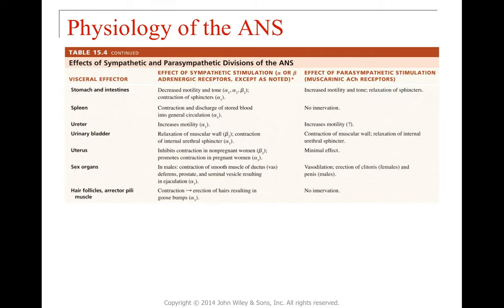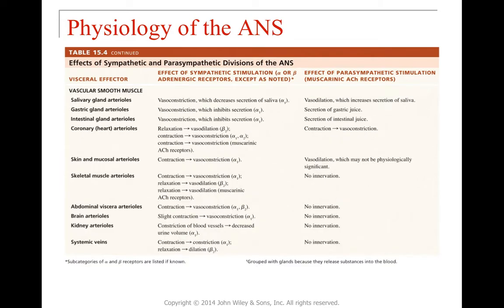In the males, the sex organs are controlled by sympathetic stimulation, so contraction of the smooth muscle and also the ductus, the prostate, etc. That's all going to result in ejaculation. So this can all happen during sympathetic stimulation. And during parasympathetic stimulation, we can have vasodilation, which can lead to clitoral erection, etc. But it's not necessarily going to be the same pathway that will stimulate ejaculation. Hair follicles are going to be contracted during sympathetic, so we can end up with goosebumps, etc. And we have no innervation of that with the parasympathetic stimulation.